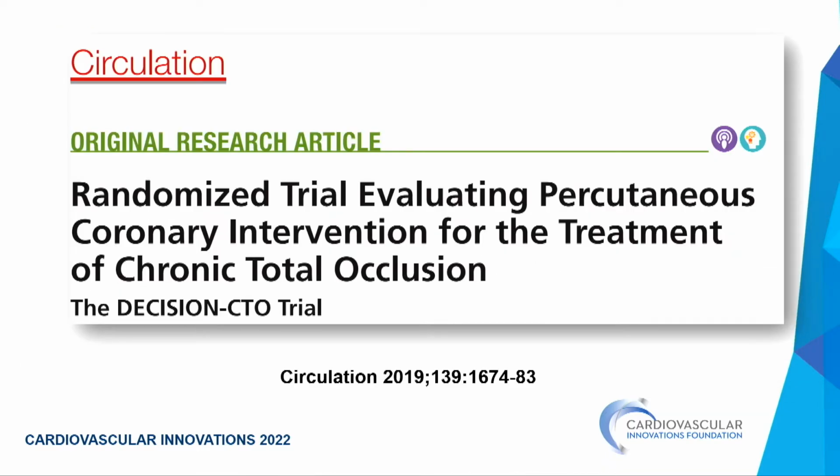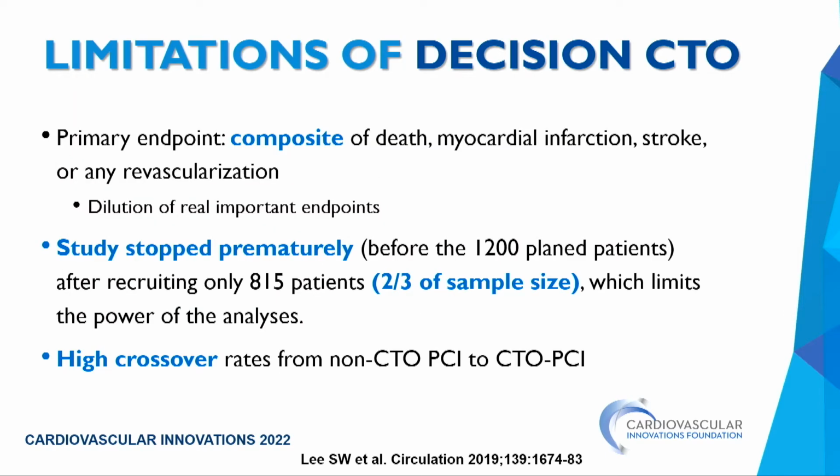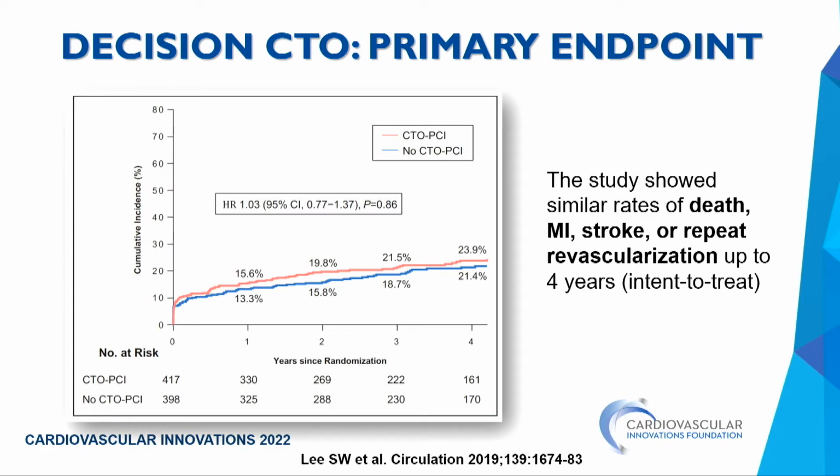So DECISION-CTO has been talked about a lot. They randomized patients to CTO PCI or not. The primary endpoint was a composite because you need to do a smaller trial. So you composite death, MI, stroke, any revasc. Therefore, you dilute the real important endpoints. They ended up randomizing two-thirds of their sample size, and they had a high crossover. They didn't find any difference.